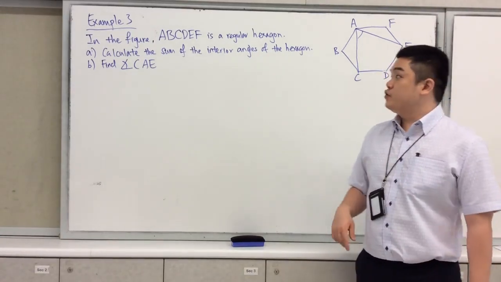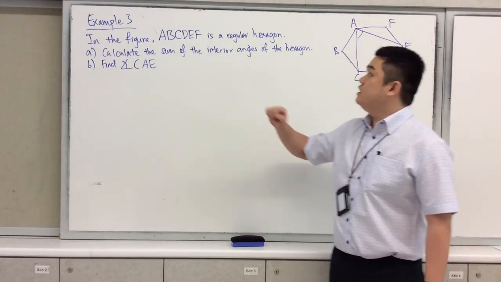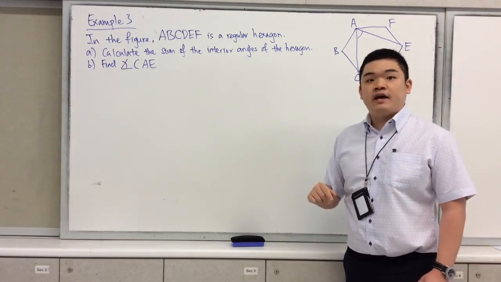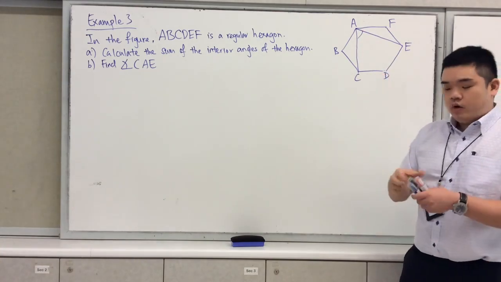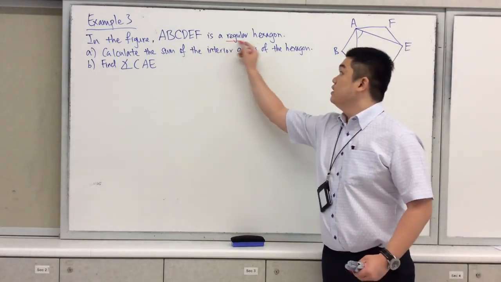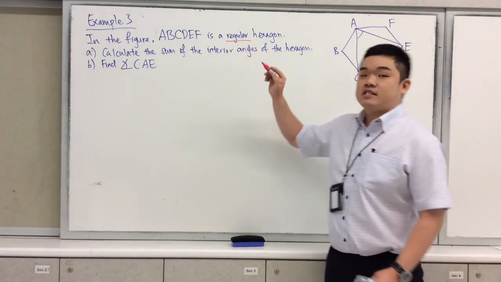I'll be going through example 3. In the figure, A, B, C, D, E, F is a regular hexagon. So can you see that in the diagram? We have a regular hexagon. What is the meaning of regular? Actually, it means that all sides are the same.